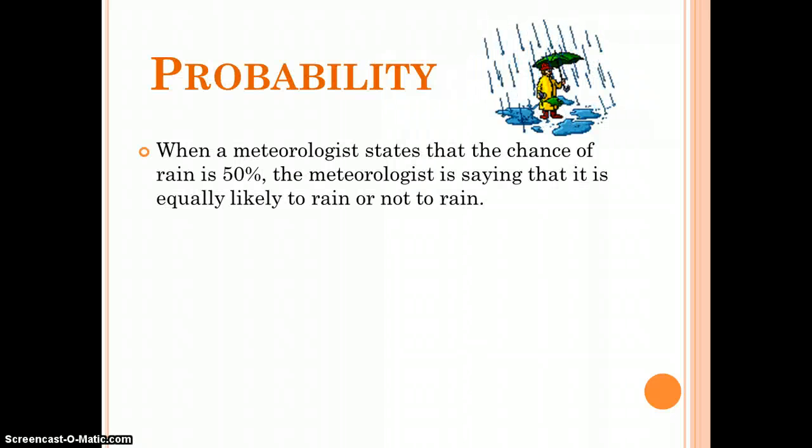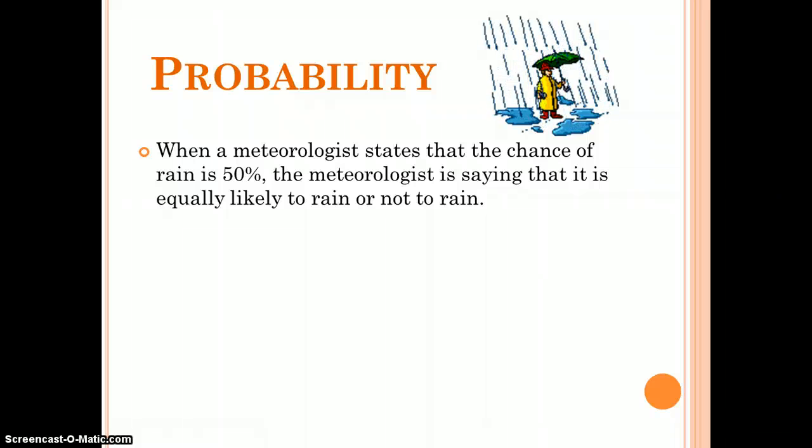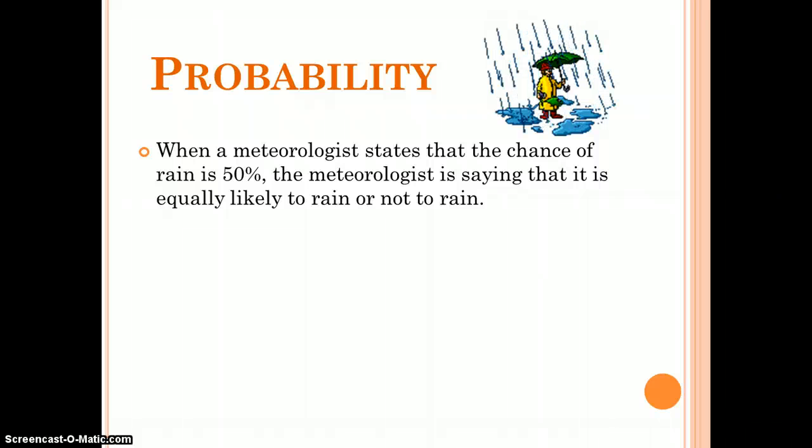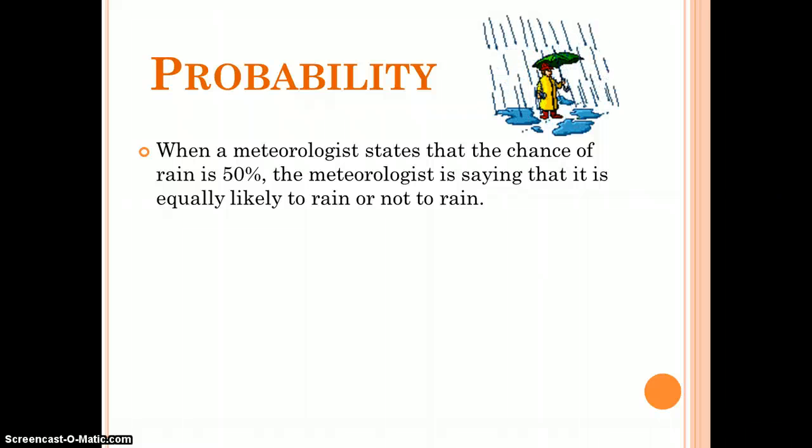When a meteorologist states that the chance of rain is 50%, they're saying basically that it could rain, could not. It's pretty much an equal chance. So out of 4 days, if they say 50% chance of rain, that means about 2 of those days it should rain. Now, it's not perfect. Could be 3 days, it could be no days, but that's what they're thinking.